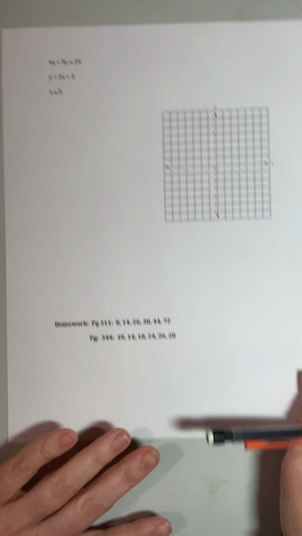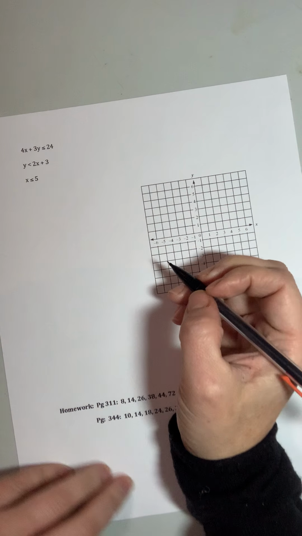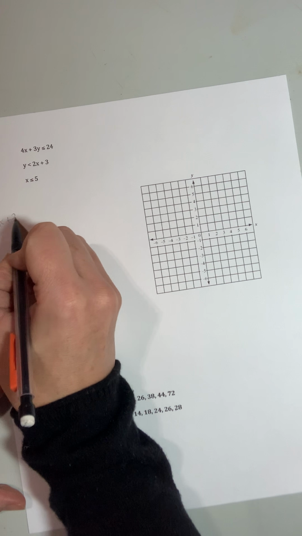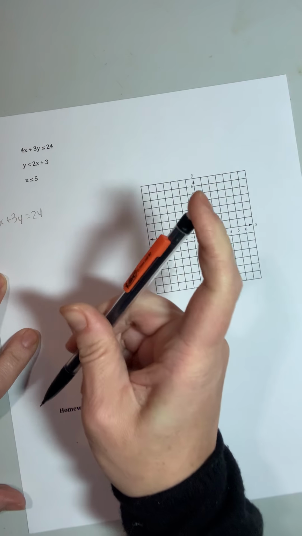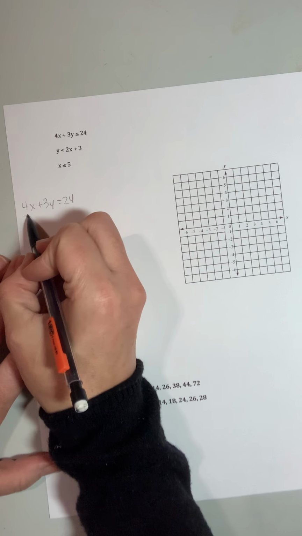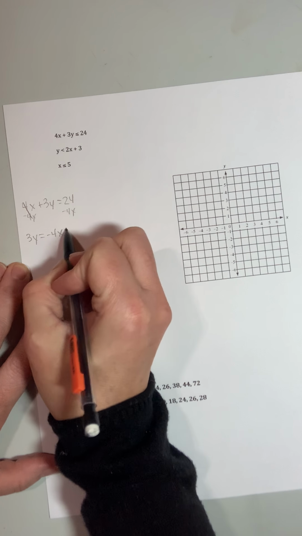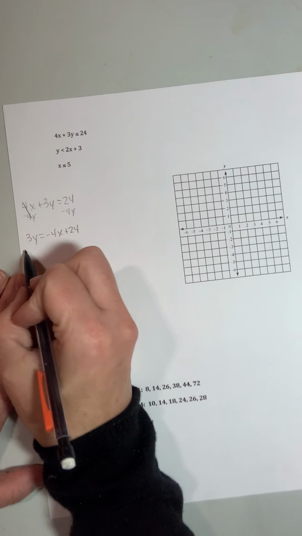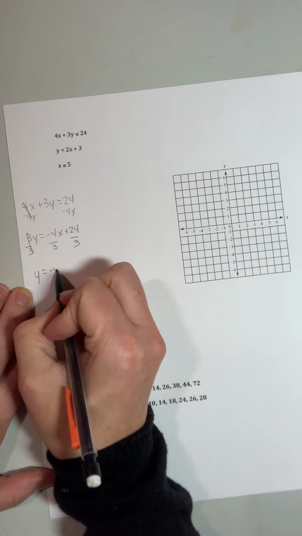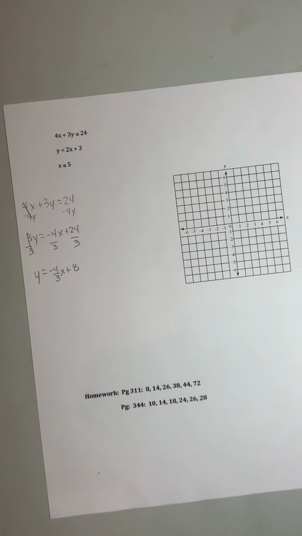All right, one more. Okay, these two are already in form, but this one is not. So I have 4x plus 3y equals 24. Slide that over. So I'm going to subtract the 4x. So I have 3y equals negative 4x plus 24. Divide by 3. So I have negative 4/3 x plus 8, because 24 divided by 3 is 8.